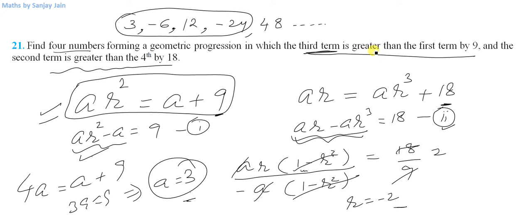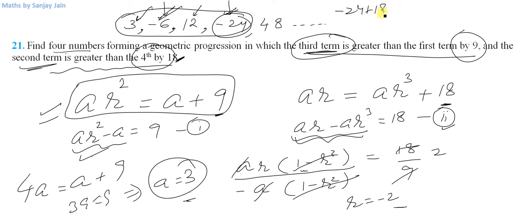You can verify that the third term is greater than the first term by 9. This is the third term, this is the first term. Another condition was that the second term is greater than the fourth. This is the second term and this is the fourth term, and obviously it is greater than the fourth by 18, right? Because if you add 18 to this, you will obtain minus 6, which is the second term.